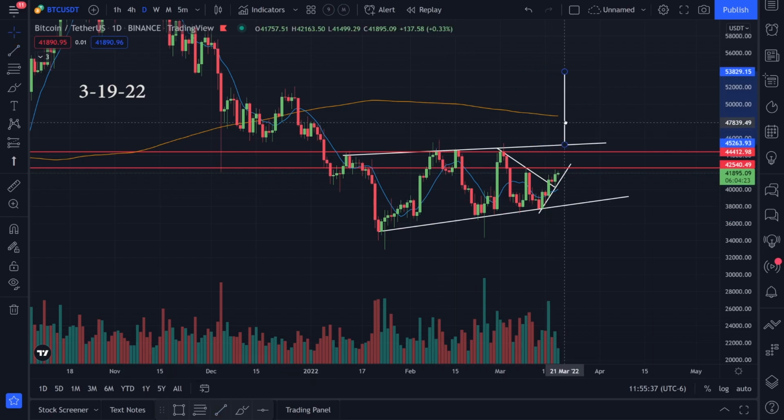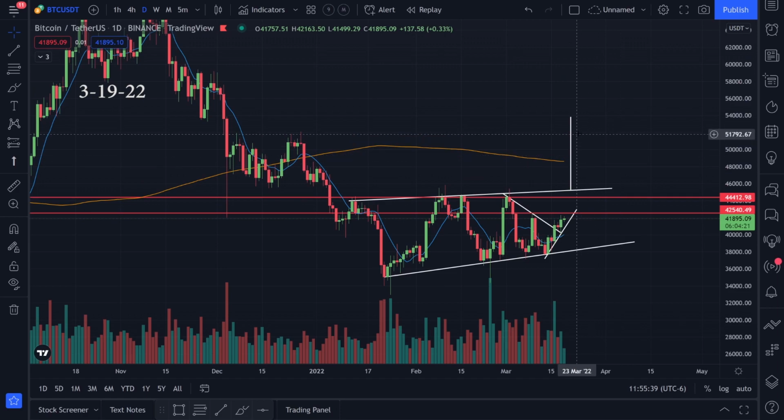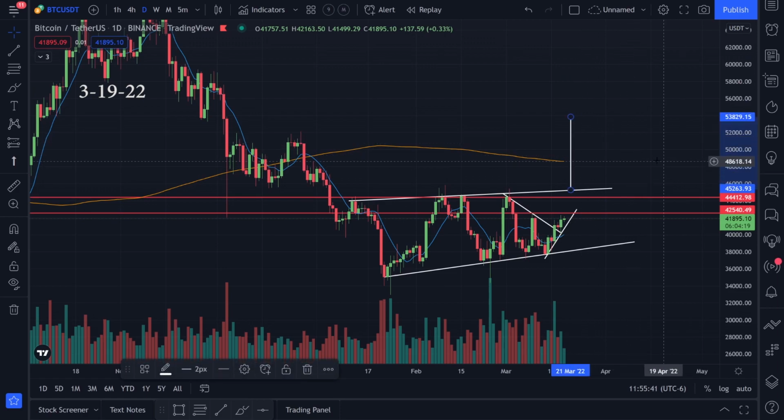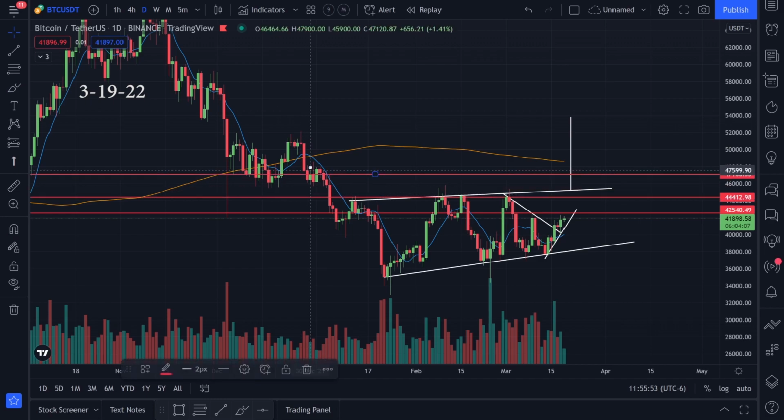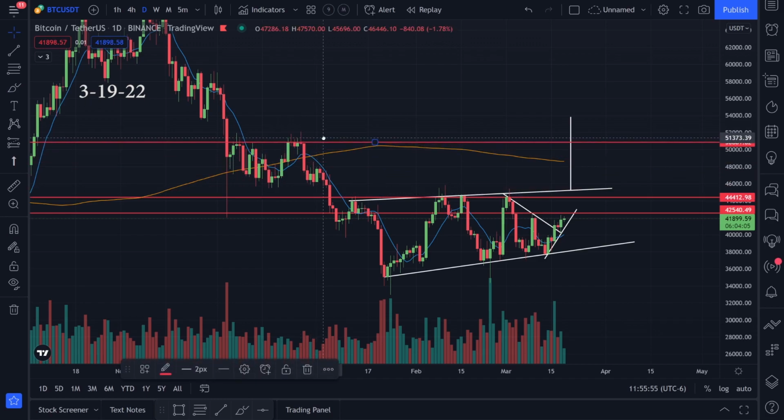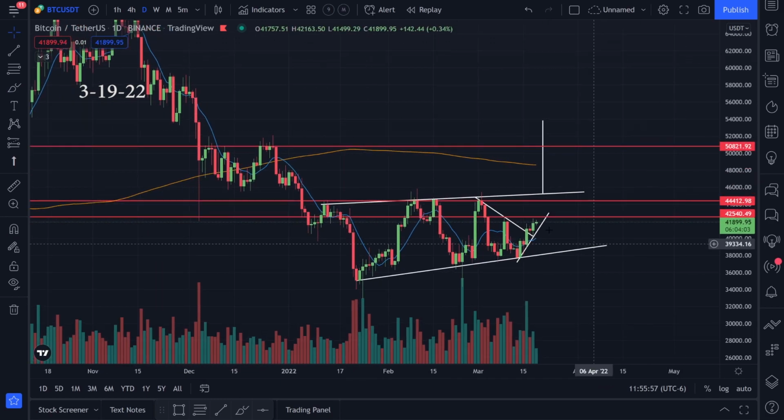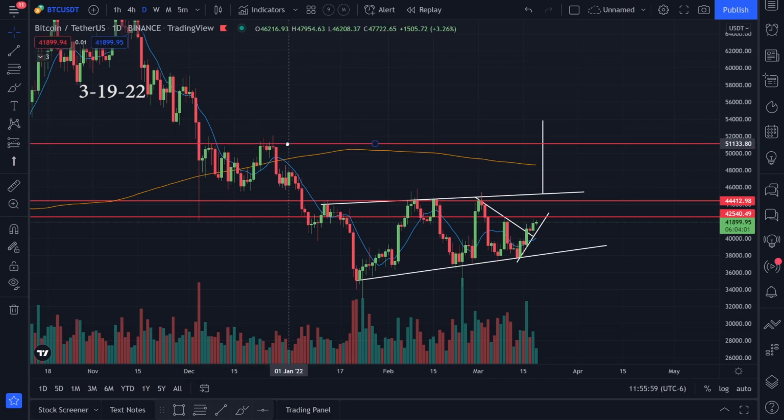drag this to the breakout. If we could break out going to the upside, we have two things that we're looking at. This target from this channel pattern sitting around 53.8K, and the previous resistance right here. Let's go ahead and set up another horizontal line, copy and paste, and we'll be looking at something like this, possibly approximately around 51,000.